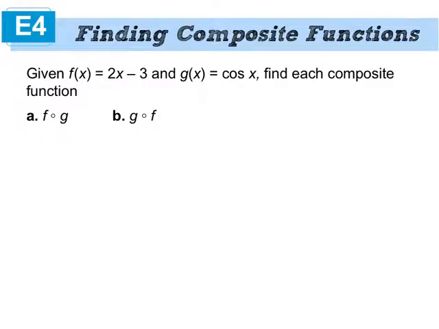So we'll start with two nice little functions. f of x is 2x minus 3. What can you tell me about that function? It's linear. Slope? 2. Y-intercept? Negative 3. What can you tell me about g of x? Cosine of x. That's it? Just cosine? It's a standard cosine graph. Okay. What's f of g of x? Correct. What is it? Perfect. 2 cosine x: 2 times a quantity, cosine x, close parentheses, minus 3.